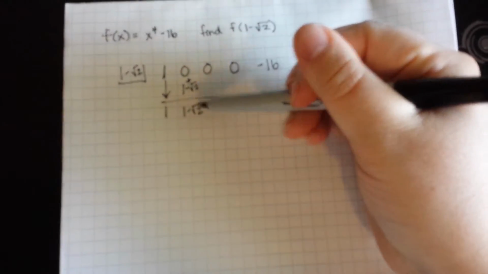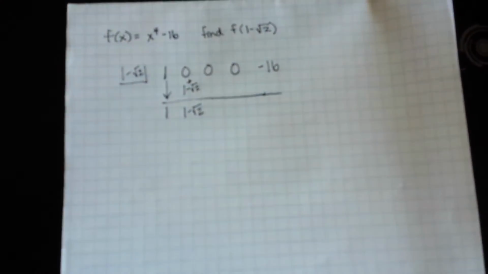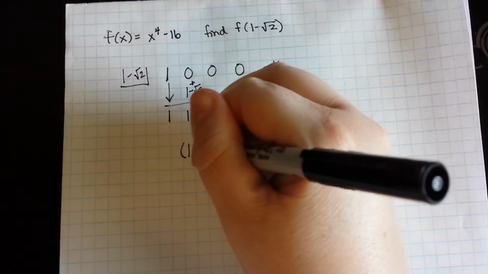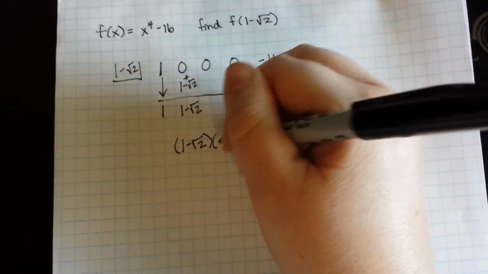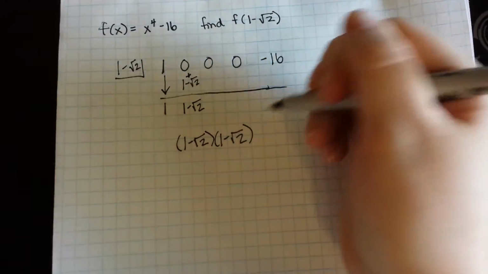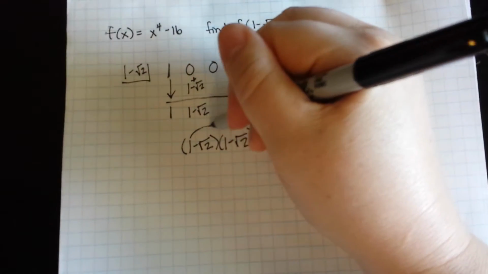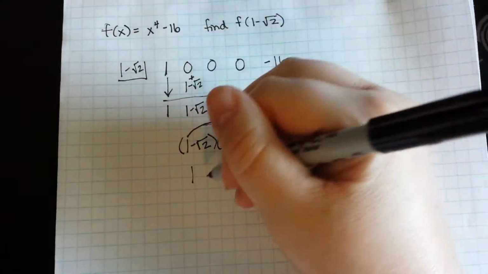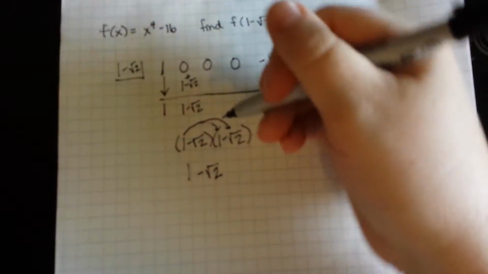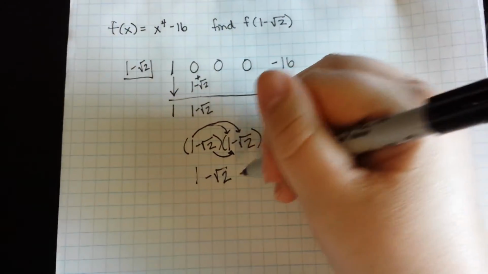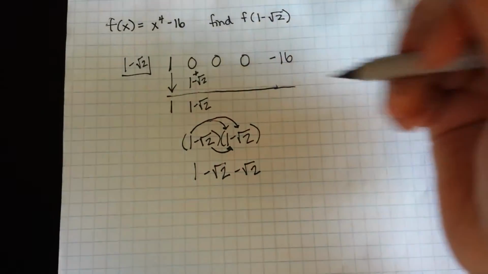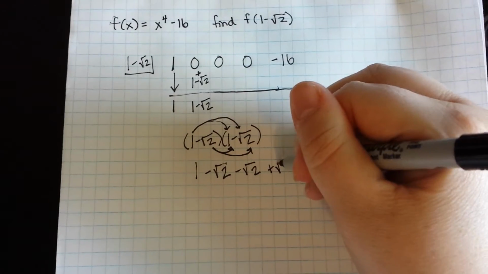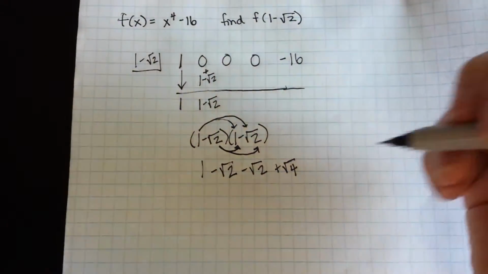Now this number is below the line. You're going to have to multiply it with the number that's in the box. So I'm going to do that down here. 1 minus the square root of 2 times 1 minus the square root of 2. To do this, you need to FOIL. So 1 times 1 is 1. 1 times negative square root of 2 is negative square root of 2. Negative square root of 2 times 1 is negative square root of 2. And negative square root of 2 times negative square root of 2 is positive square root of 4.